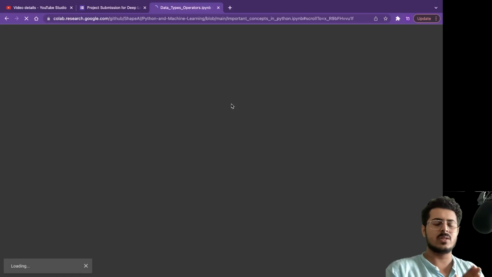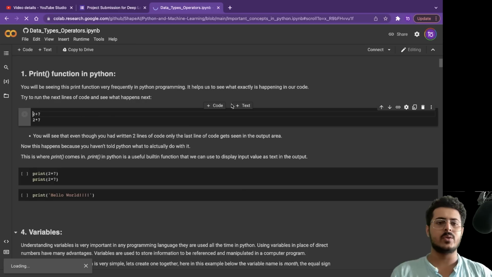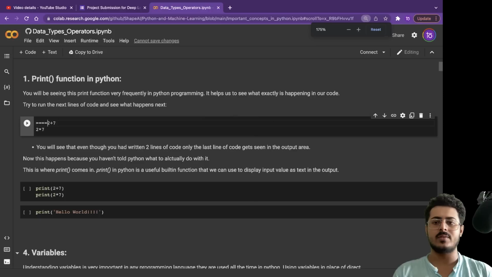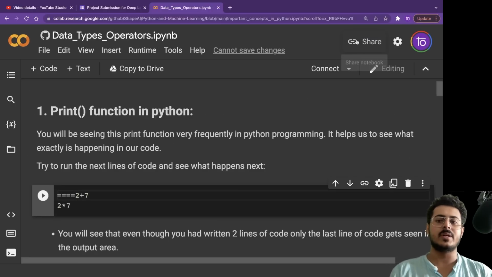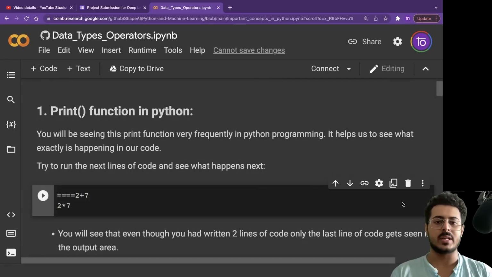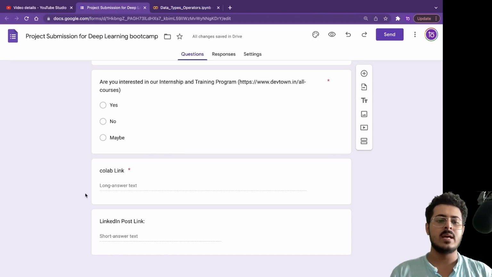Once it has loaded, you have to create the entire project. Once the entire project has been created, on the top right corner of this page you're able to see this share button. You have to click on this share button and then copy the link. Command C, copy the link of this notebook itself. Once you have copied that, go to the Google form down below and paste the link right over here to submit your project.